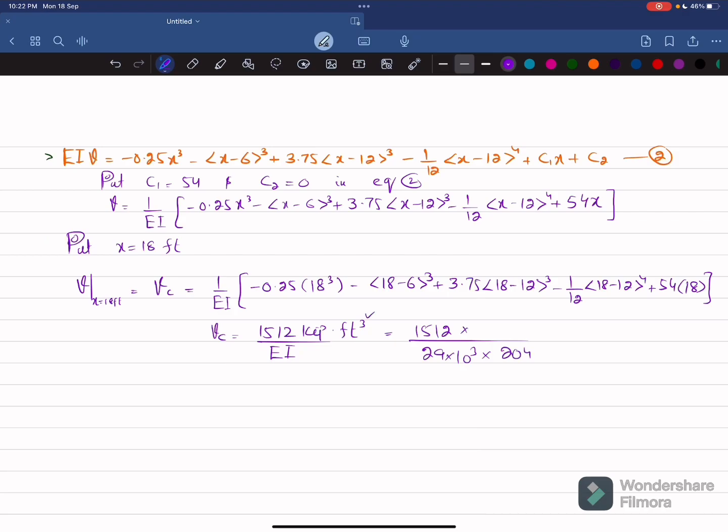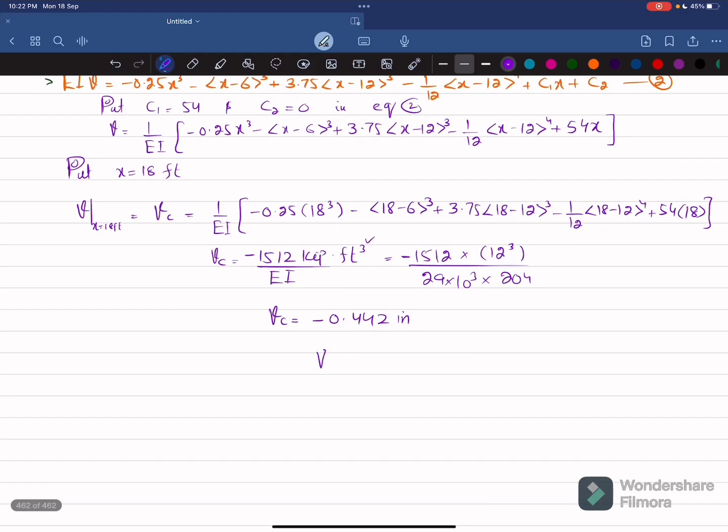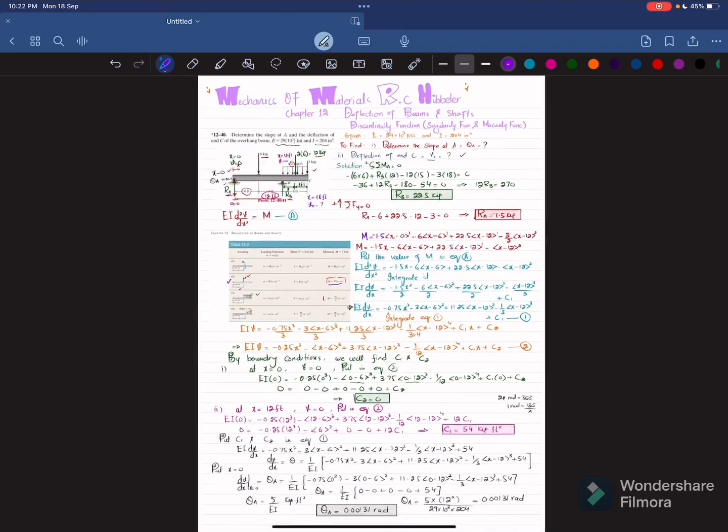But here we have feet, so we convert, 1 feet is 12 inch, so 12 cube. And when you solve this, the value will be negative. So you will get the deflection of point C equal to minus 0.442 inch. Or you can say that the deflection of point C is 0.442 inch, and that will be downward. So this is the answer of our second part, and that was all about this problem 12.40.